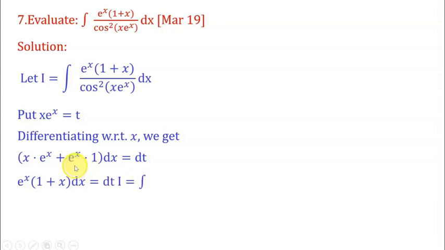And here, if you take e raised to x as common, then in the bracket you will get 1 plus x, bracket complete, into dx, and that equals dt. Now our integral becomes I equals the integral of e raised to x into (1 plus x) dx, which is dt.